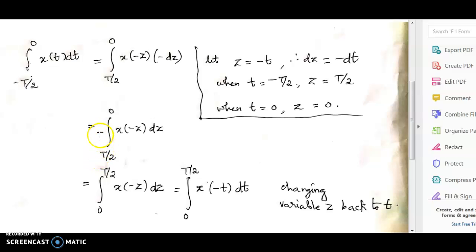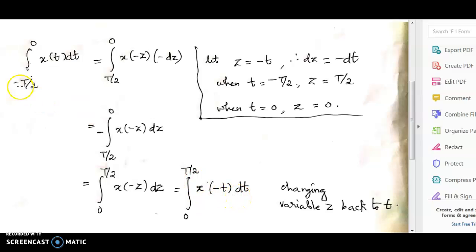The minus sign I am taking inside, and I am changing the limits of integration, or I can say I am reversing the limits of integration. It is 0 to T by 2 now, x of minus z dz. Now this is simply a variable, so finally we can change this variable z back to t. Therefore the final is integral 0 to T by 2 x of minus t dt.